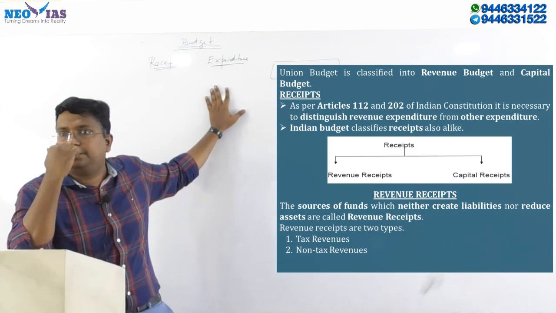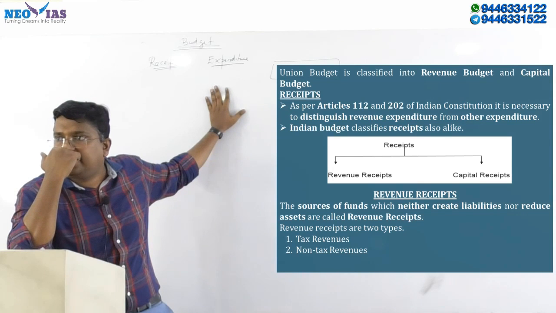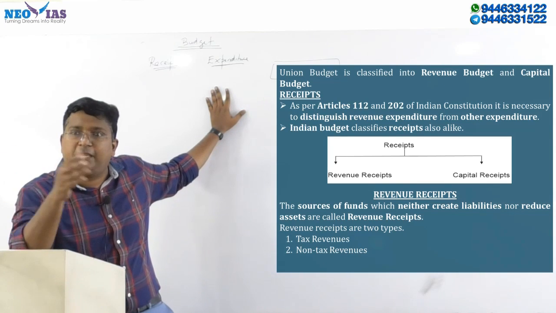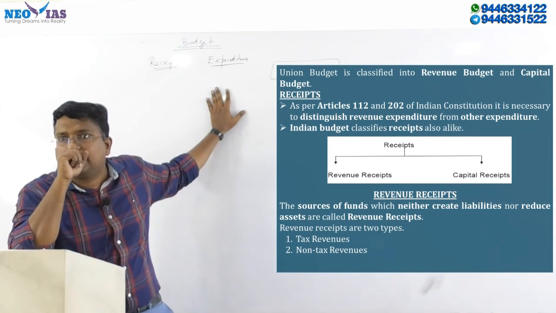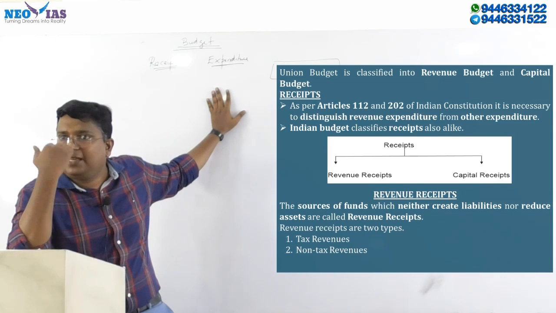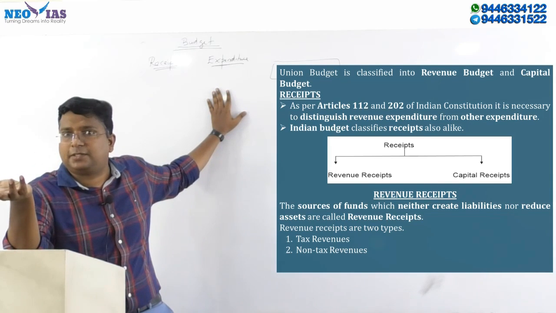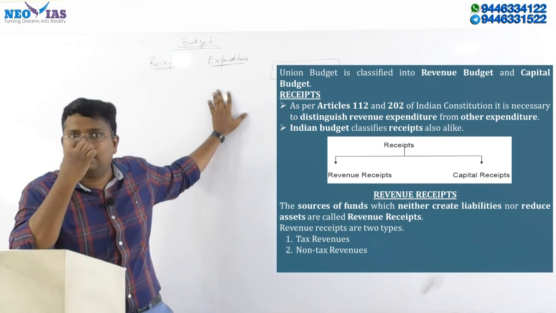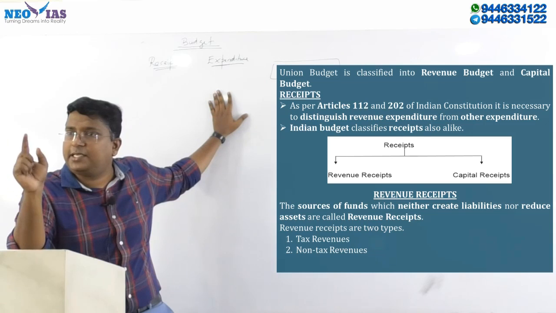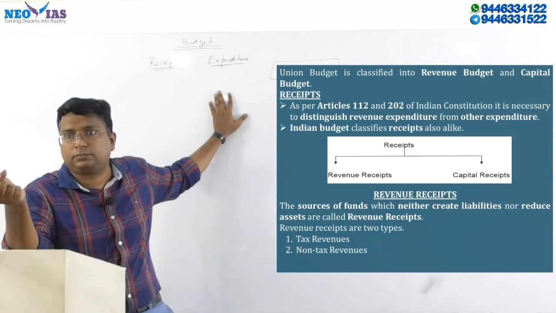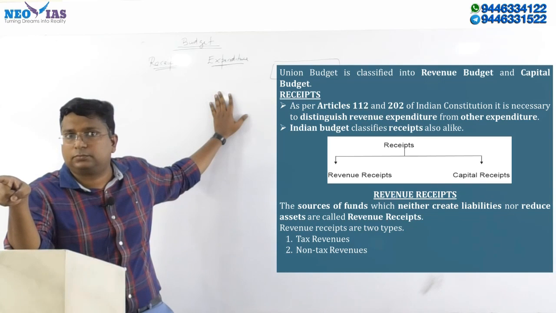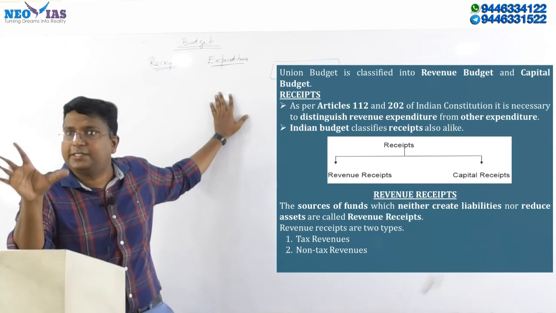Similarly, this receipt. One important thing about a budget is that it has to be a balanced budget. What do you mean by balanced budget? What do you mean by balance? The receipts and expenditure have to be the same, equal, or else it will become an unbalanced budget. You take any budget data, you can see that the total receipts and the total expenditure will always be the same.